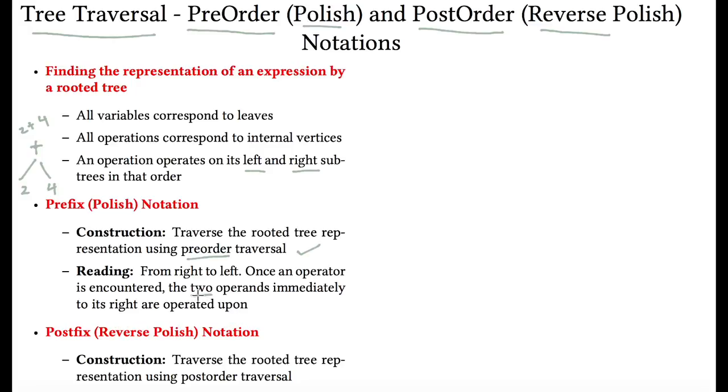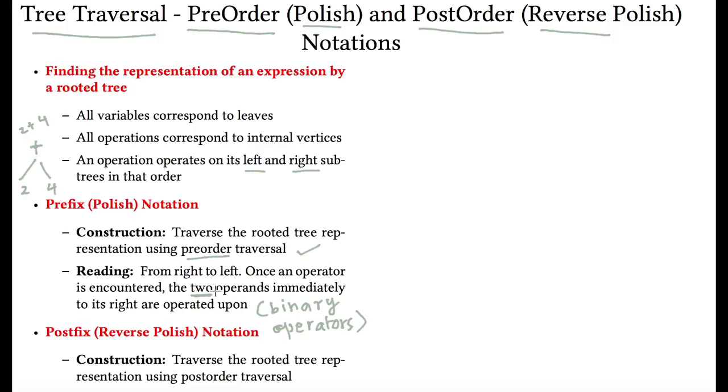Once an operator is encountered, the two operands immediately to its right are operated upon. When we say two operands, it assumes that we are talking about binary operators. So what if it is a unary operator? If it is a unary operator, then we replace this 2 by 1. If it is an operator which takes 3 operands, then we replace this 2 by 3, or whatever number of operands an operator takes, we replace that here.